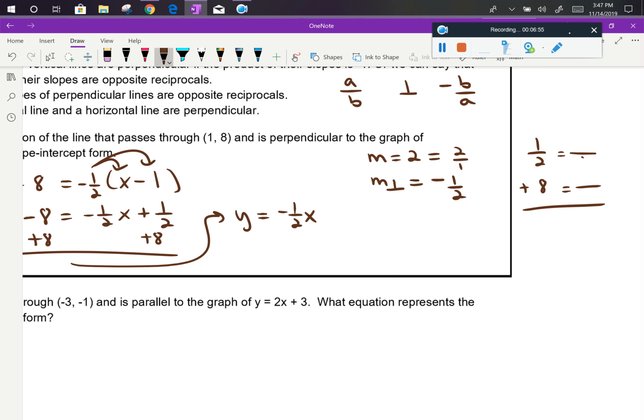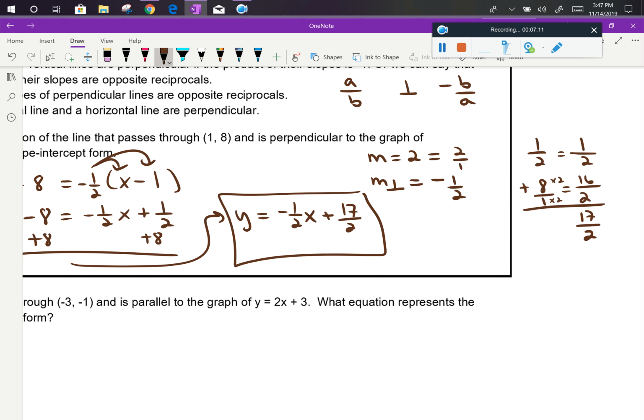Well, right now, this has a denominator of 2. That has a denominator of 1. Well, 1 times 2 is 2. So 8 times 2 is 16, plus the 1/2 is 17/2. So I'm going to add 17/2. That's our equation in slope-intercept form.